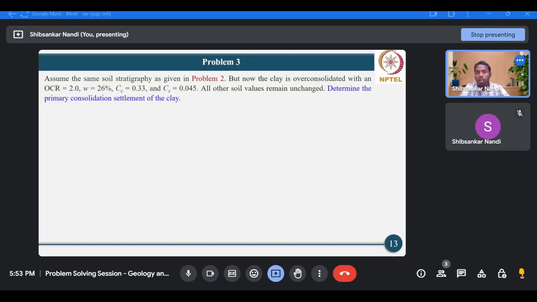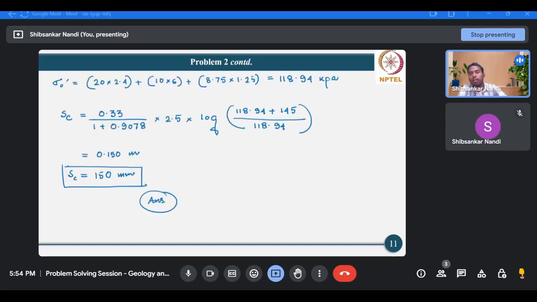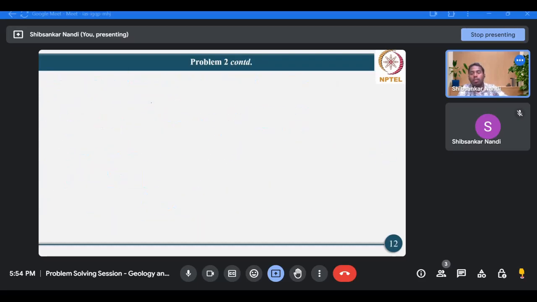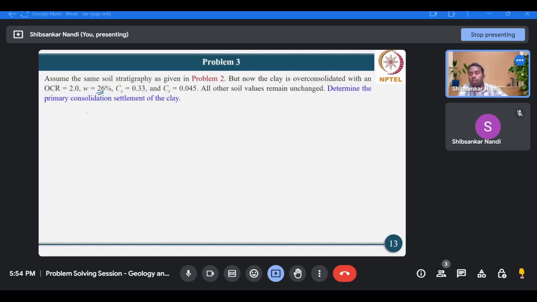Okay. Now a few things that we need to recalculate, for example, the submerged unit weight of the clay, because earlier the water content of the clay was 34%, but in this problem the water content of the clay is changed to 26%. So therefore we need to recalculate the submerged unit weight of the clay. Okay, so only for clay, not for sand, because it's mentioned that all other soil values remain unchanged, except the parameters which are given in this problem.